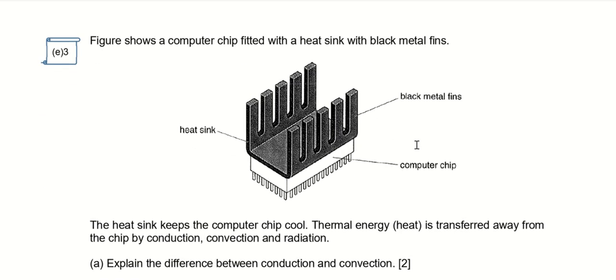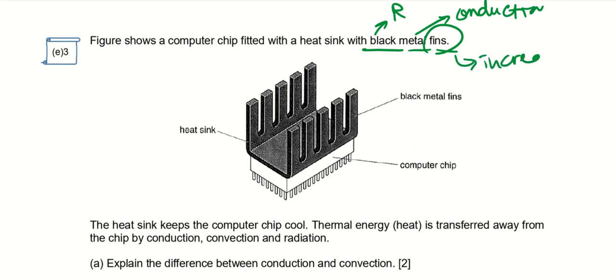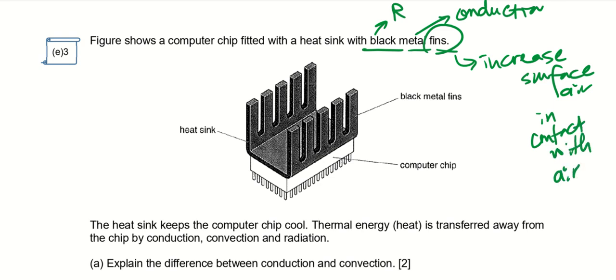The figure shows a computer chip that is fitted with a heat sink with black metal fins. So black, you think of radiation. Metal, you think of conduction. Now how about the fins? If you look at the diagram, the fins increase surface area in contact with air. And also, for fins, I would think of convection, right?